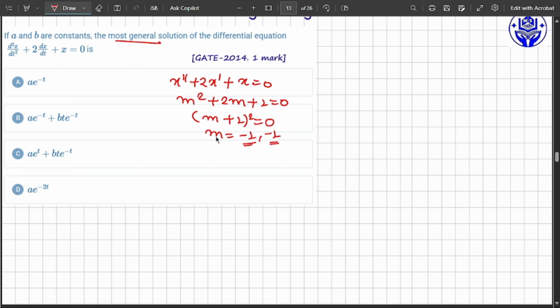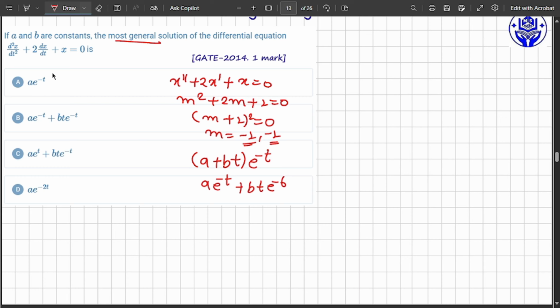If the roots are minus 1 and minus 1, then of course it will be in the form of c1, or if the arbitrary constants are a and b, then it will be a plus b t, times e to the power of minus t. Then I can write a e to the power of minus t plus b t into e to the power of minus t. So this is the most general solution.